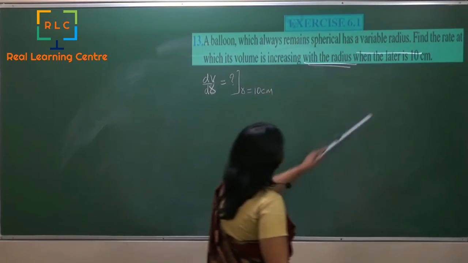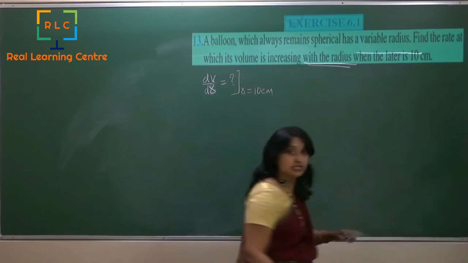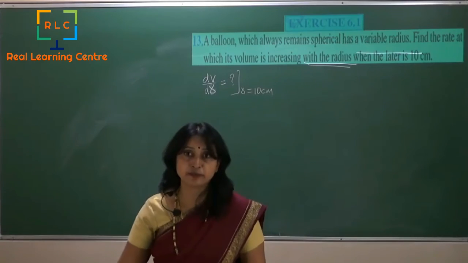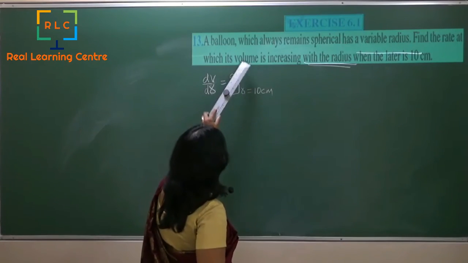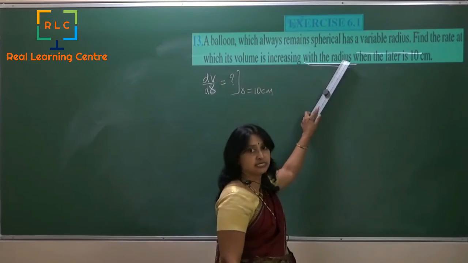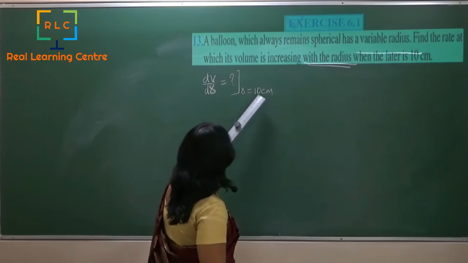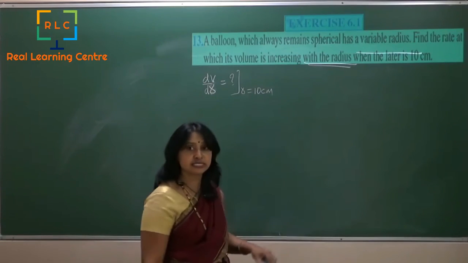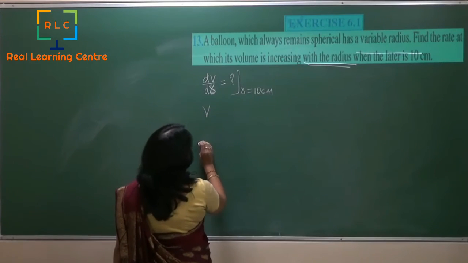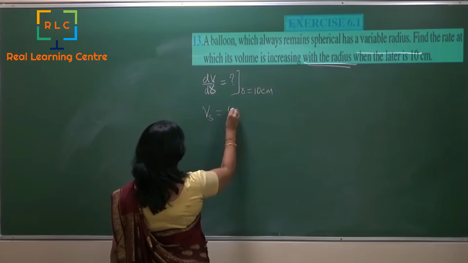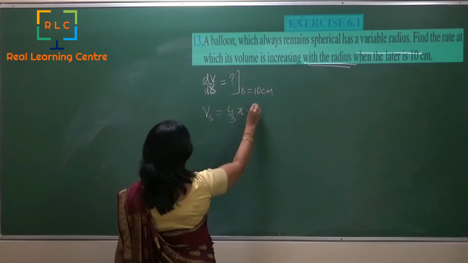This is not later, children. This is latter. In English, whatever you say, former and latter. So here, the former thing they are discussing is volume, and the latter thing is radius. So they are telling when latter is 10 centimeter, when radius is 10 centimeter. So let us start off with volume. Volume of which figure? Sphere. Volume of sphere is equal to 4 by 3 pi r cube.